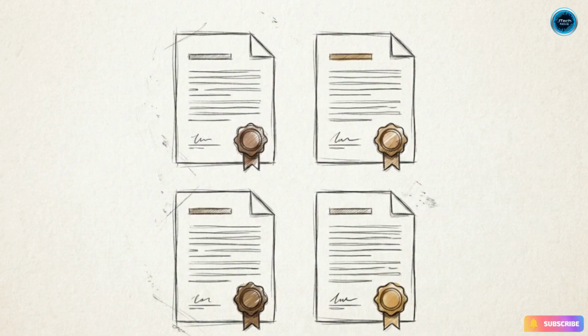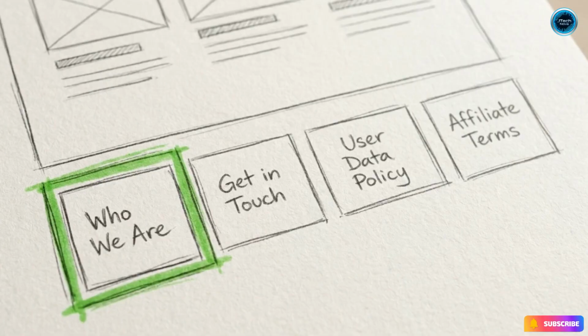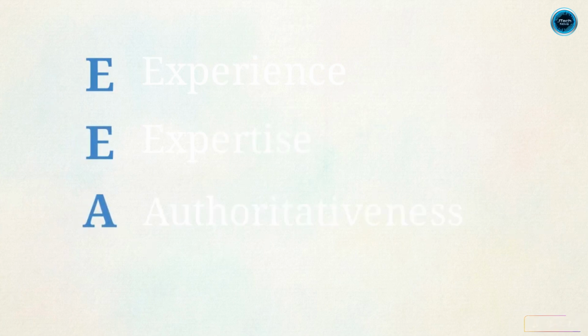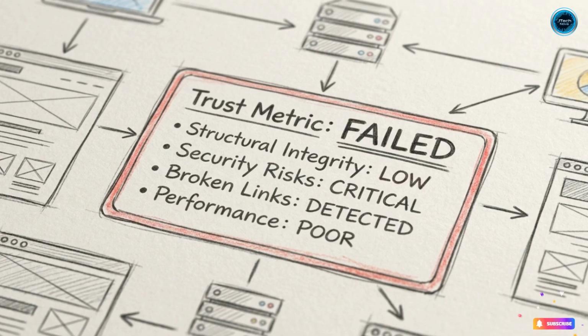Your site must have 4 specific pages live and accessible: an about page, a contact page, a privacy policy, and an FTC disclosure. Take a look at this website footer structure. By placing the About, Contact, Privacy, and Disclosure links down here, Googlebot can find them instantly from any page it crawls. Google evaluates sites using the EEAT framework: experience, expertise, authoritativeness, and trustworthiness. If you are missing those legal pages, your site automatically fails the trust metric.